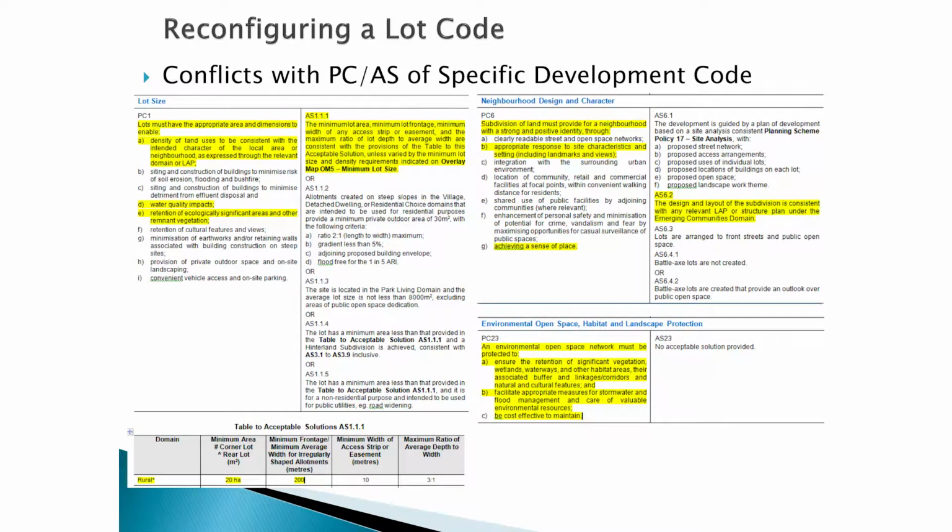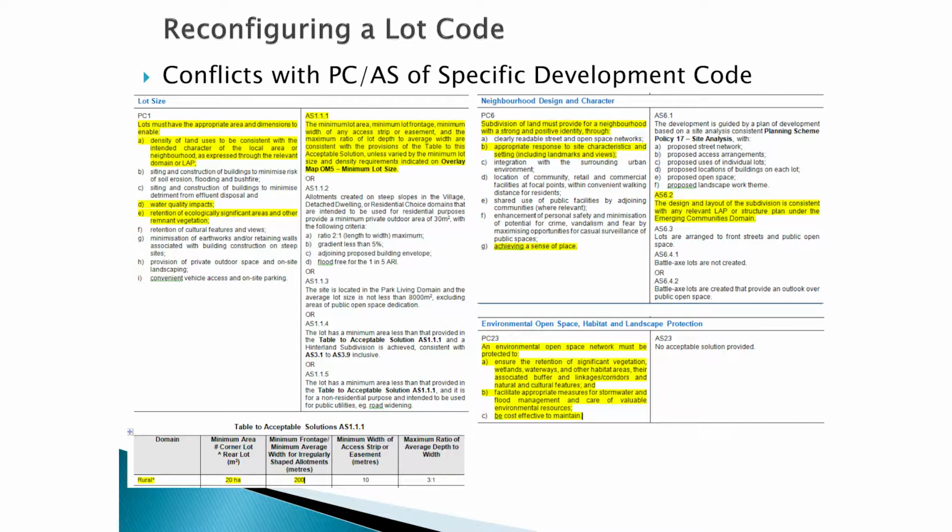So we're going to the specific development code, the ROL lot code. AS1.1.1: the minimum lot area, minimum lot frontage, minimum width of any access strip or easement, and the maximum ratio of lot to depth are consistent with the provisions of the table. We go to the PC: lots must have an appropriate area and dimensions to enable density of land uses to be consistent with the intended character of the local area.